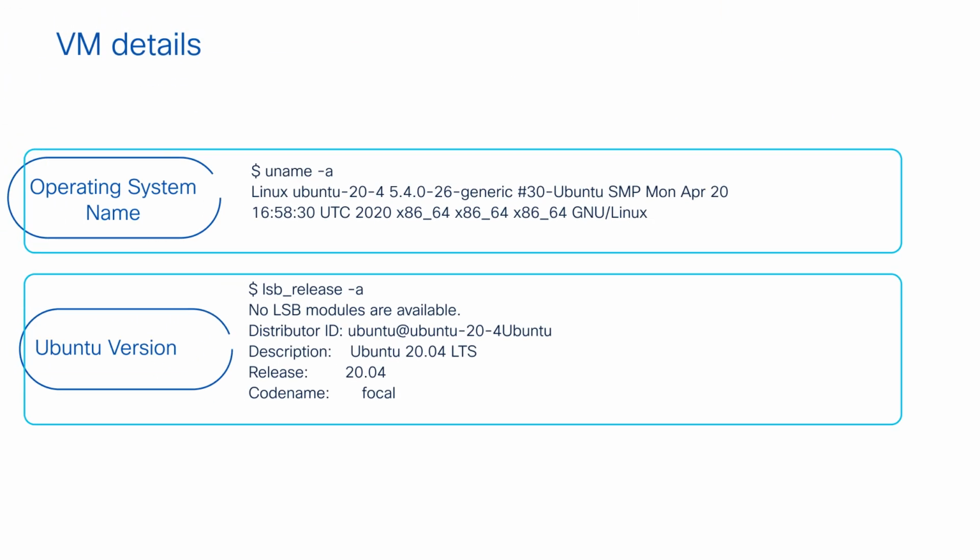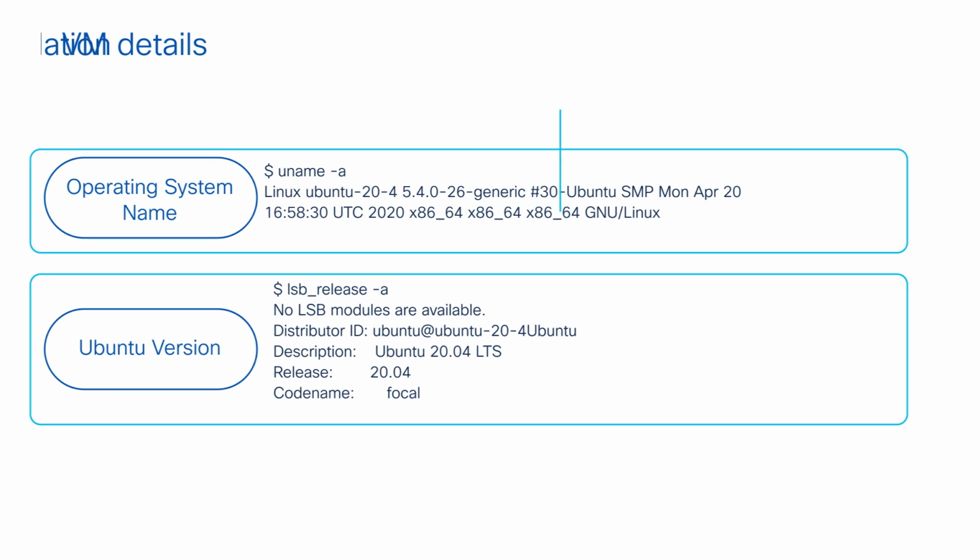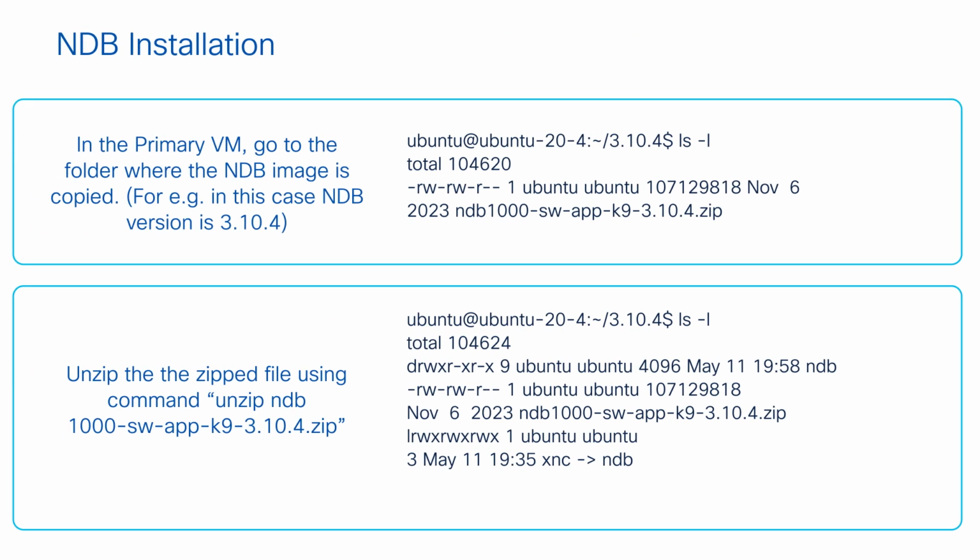Ubuntu is the distribution that I picked for this experiment. And here are some of the VM details. In the customer deployment field, it need not be Ubuntu. It can be CentOS, Red Hat, or Fedora. Whatever distribution can be of your choice. Here are the installation steps.